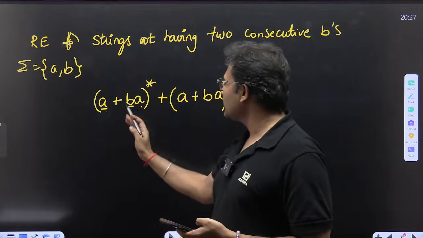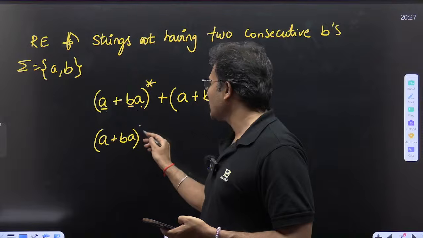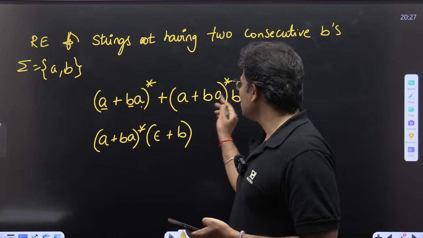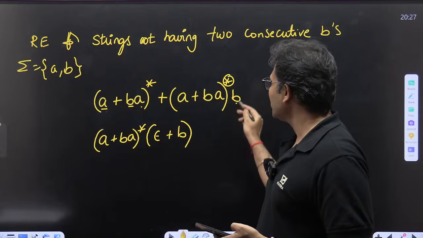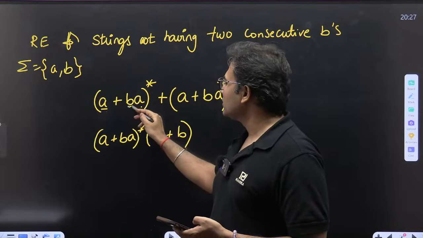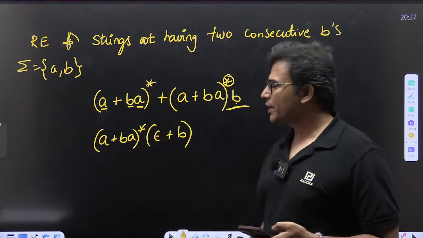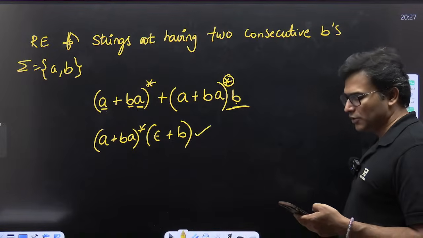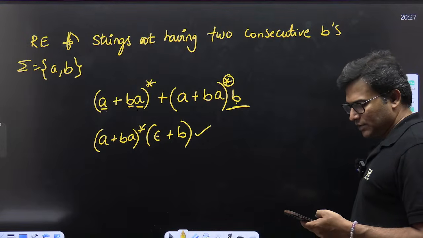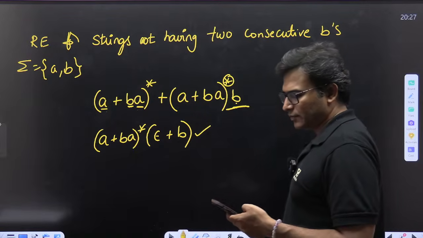Now you pull out A plus BA star. If I pull out A plus BA star, then I am going to get epsilon plus B. Now single B is also here. If I put a 0 here, I'll get a single B. Now whenever I get a B, A will immediately follow, B will never follow, right? So this is the simplest regular expression.